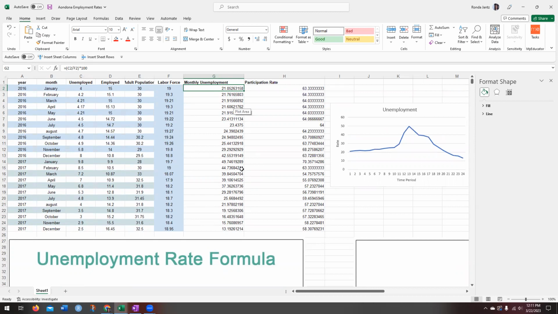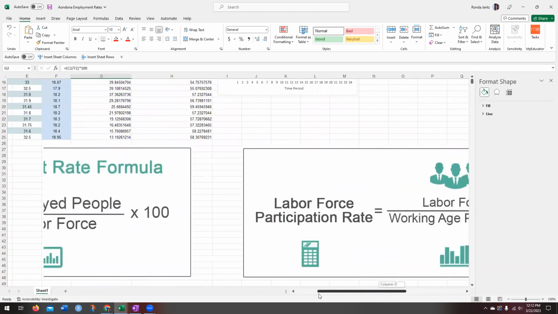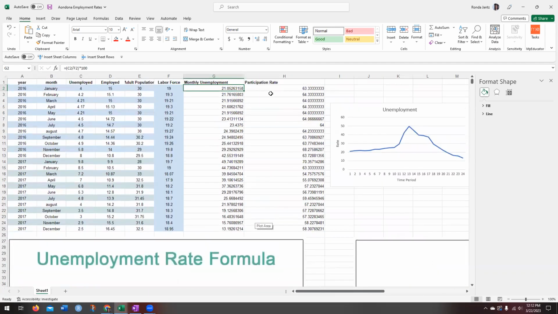After that, it asks for the participation rate. So I put a handy dandy chart over here. Participation rate is the labor force divided by the working age population. The labor force is right here, and the working age population is right here. Once again, put that in a percentage. You can see my formulas.